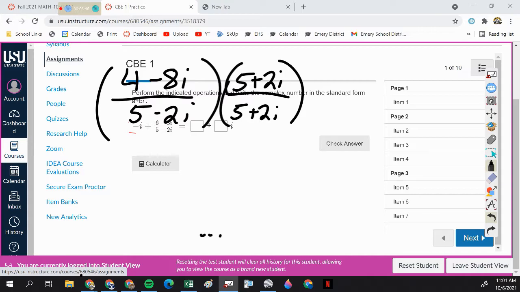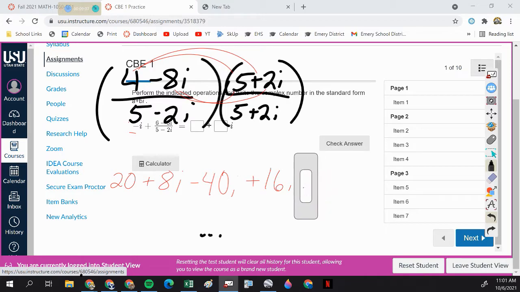And the top's going to be kind of complicated. We get 20 plus 8i minus 40i minus 16i squared. But what is negative 16i squared really? It's really just plus 16. Okay? And then the bottom, that becomes 25.